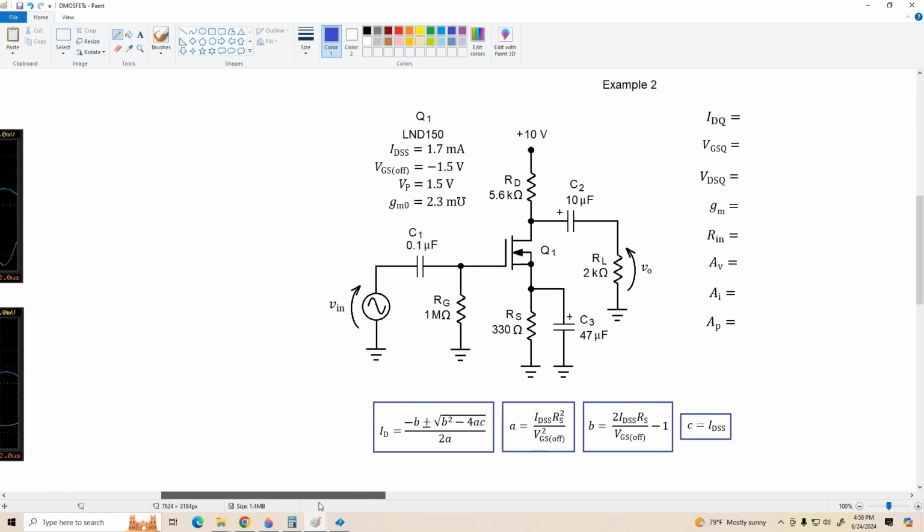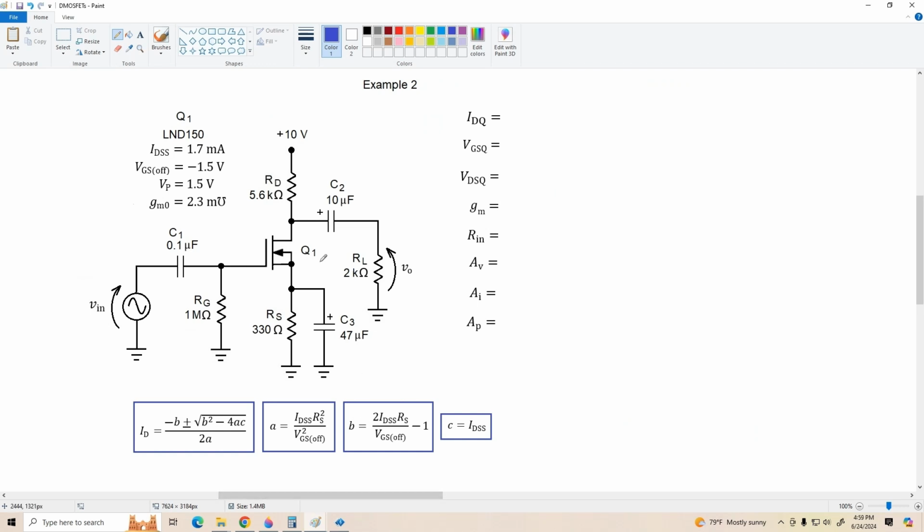All right, here's our circuit. We're using the same FET. Now we're using source feedback biasing. So to determine the Q point, we're either going to have to use the quadratic formula or use a graphical solution technique. If you use the quadratic formula, the constants work out to be A equals 82.28, B is negative 1.748, and C is, of course, 0.0017.